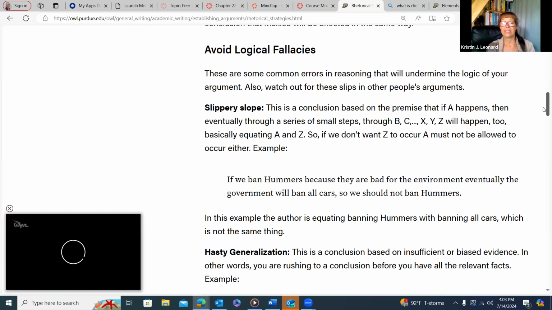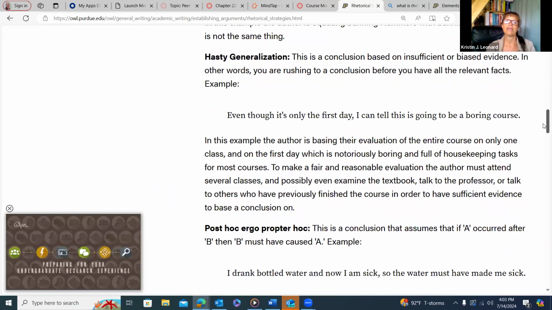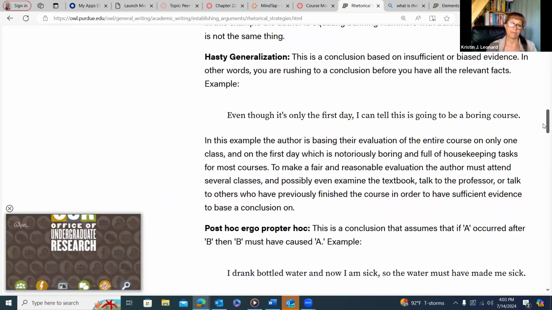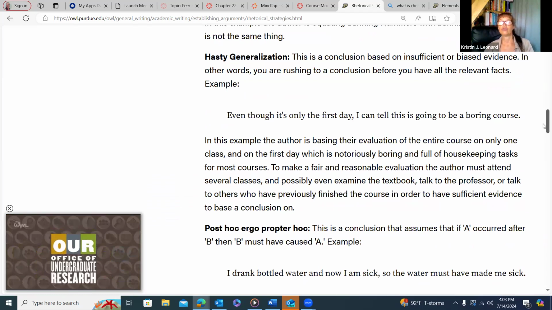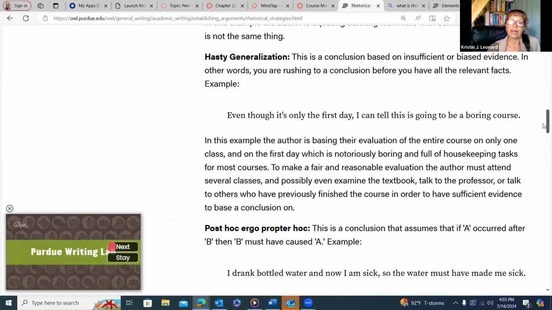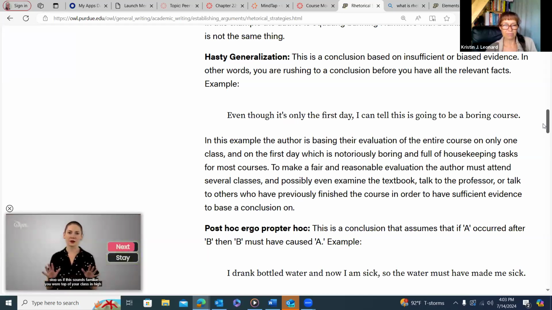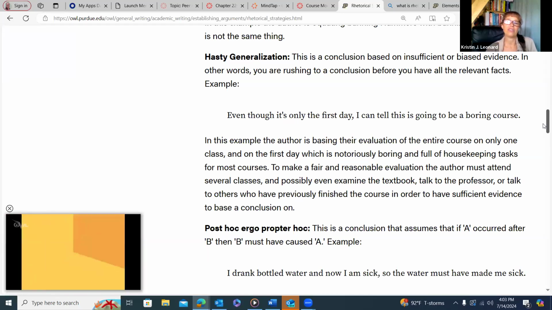Okay. A hasty generalization is a conclusion based on insufficient or biased evidence. In other words, you're just rushing to that conclusion before you have all the facts. Let's look at the example here. Even though it's only the first day, I can tell this is going to be a boring class. In this example, the author is basing their evaluation of the entire course on one class.